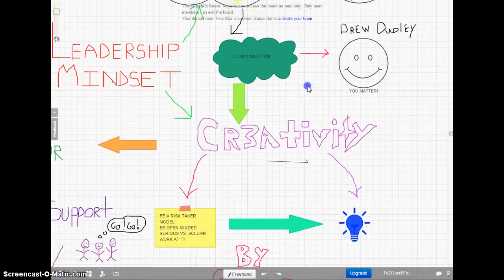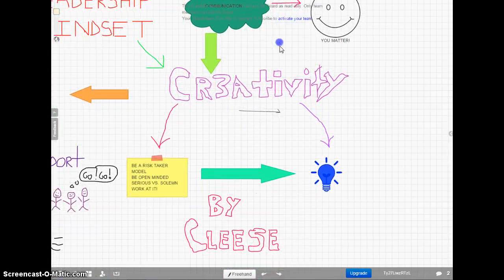I think as we move on down here, one of the next main themes that we talked about is creativity. And obviously, we had the model there of Cleese and what he talked about, some of the things that I boiled down here. Be a risk taker, model. As a leader, are you modeling creativity? Are you fostering that environment? You have to be open-minded.